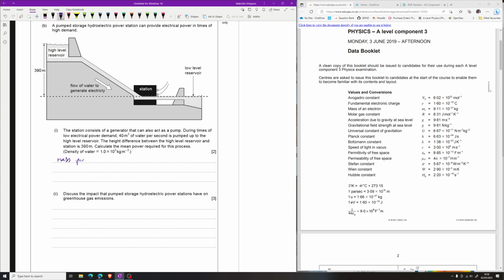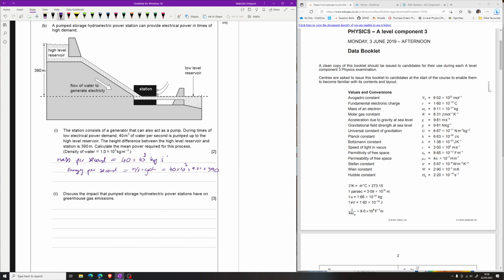So mass per second equals 40 times 10 to the 3 kilograms per second. And this is just mgh. So energy per second required is equal to mg delta h, mass per second times g delta h, equals that number that we've just calculated, the mass per second, multiplied by 9.81, multiplied by 390 meters.